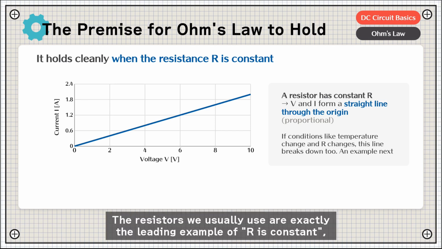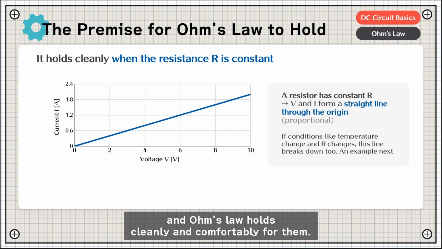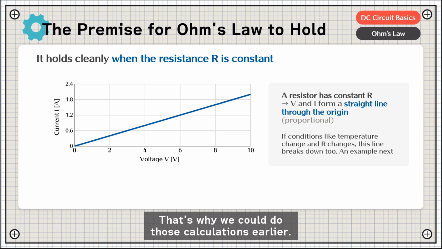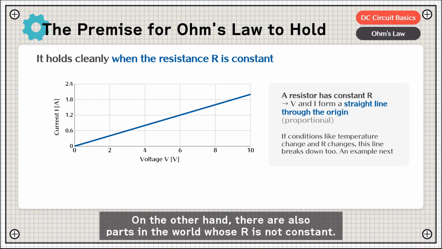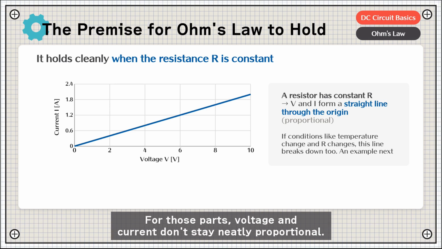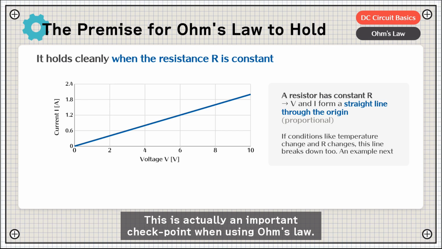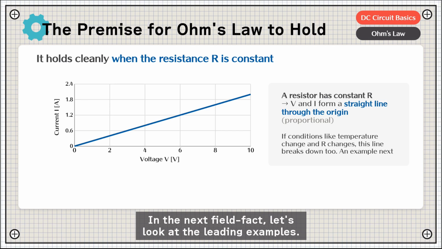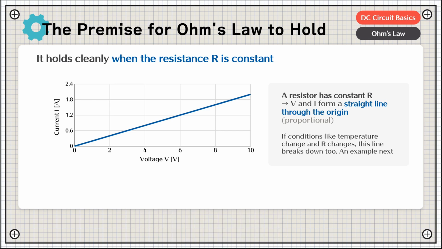The resistors we usually use are exactly the leading example of R is constant, and Ohm's law holds cleanly and comfortably for them. That's why we could do those calculations earlier. On the other hand, there are also parts in the world whose R is not constant. For those parts, voltage and current don't stay neatly proportional. This is actually an important checkpoint when using Ohm's law. In the next field fact, let's look at the leading examples.